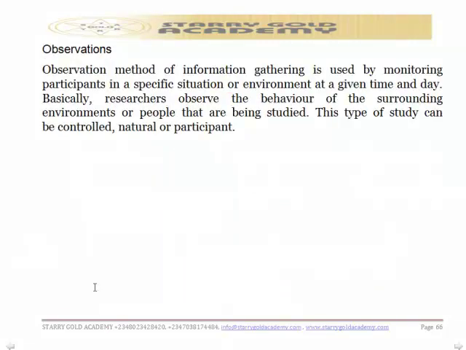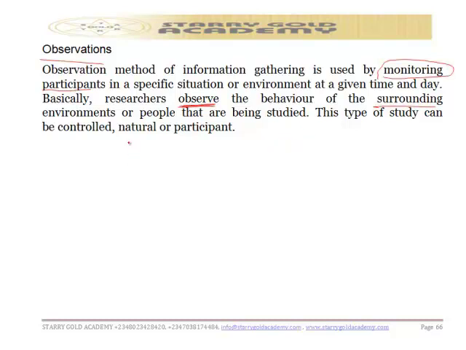We have observation as another primary type of source. So the observation method of information gathering is used by monitoring participants in specific situations or environments. By what? By monitoring. Please note it. You monitor the participant in a specific situation and environment at a given time and day. Basically, the researcher observes the behavior. Please note this one. It observes the behavior of the surrounding environment or people that are being studied.